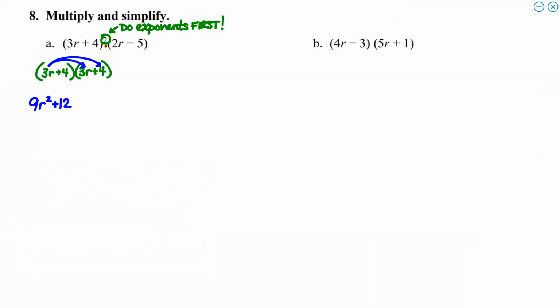What is 3r times 4? 12r. All right. Am I done with my distribution? No. What do I still need to distribute? The 4 in my first set of parentheses needs to get distributed to both pieces. So 4 times 3r plus 12r. 4 times 4? 16. Yes.